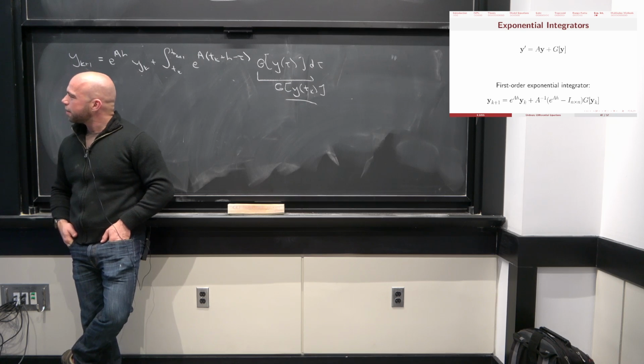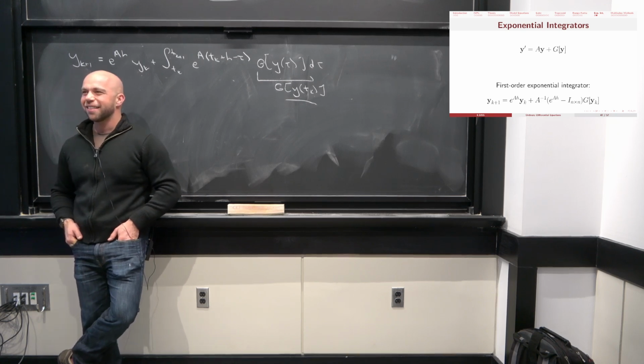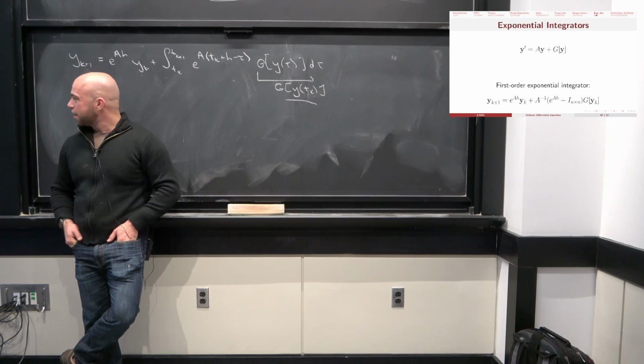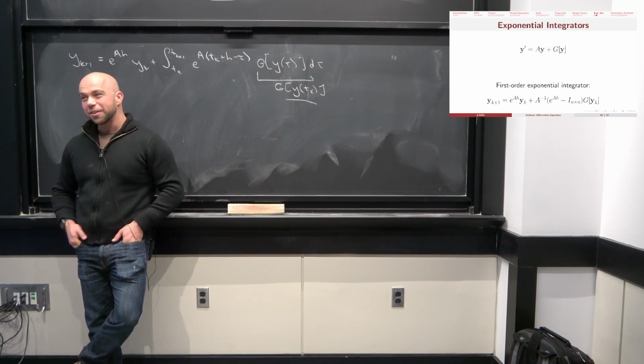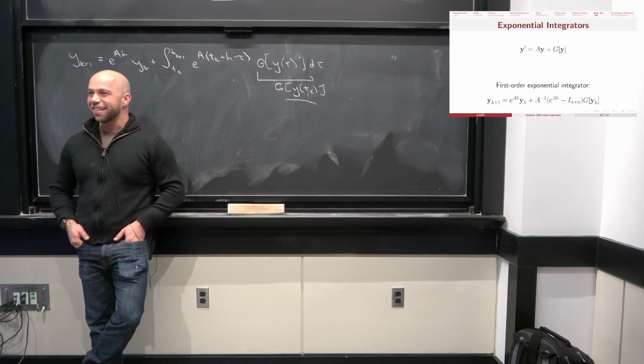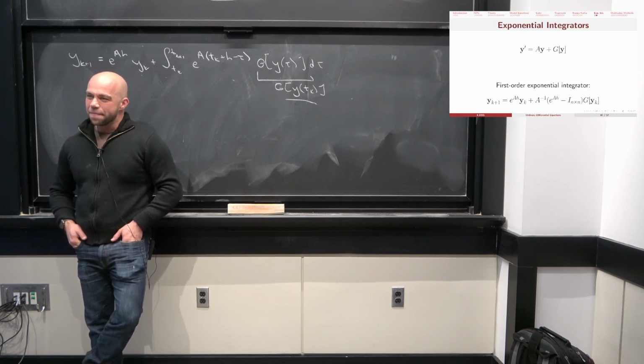What about the computational expense? There's an A inverse, so it's at least as bad as backward Euler. Any other thoughts? Yeah, the matrix exponential: if I want to actually compute it, I need to compute all the eigenvalues of A. This is an expensive operation.